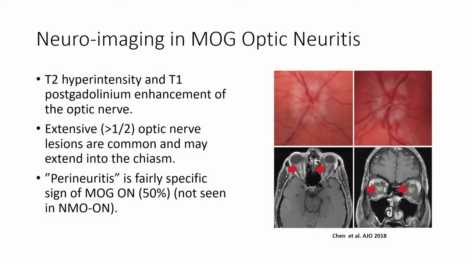So neuroimaging for MOG, again, you would see the same kind of long segment lesion that we saw for NMO. But the additional thing is that here you can have a perineuritis type of picture, which is enhancement of the optic nerve sheath around the optic nerve. This is thought to be a fairly specific sign for MOG optic neuritis.